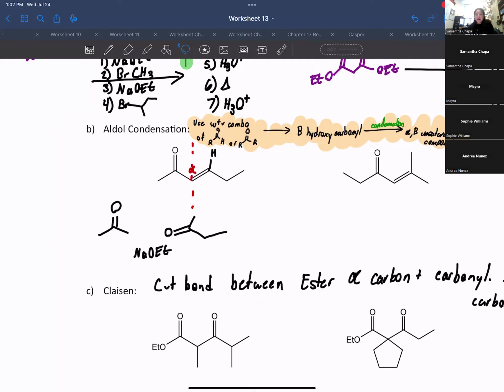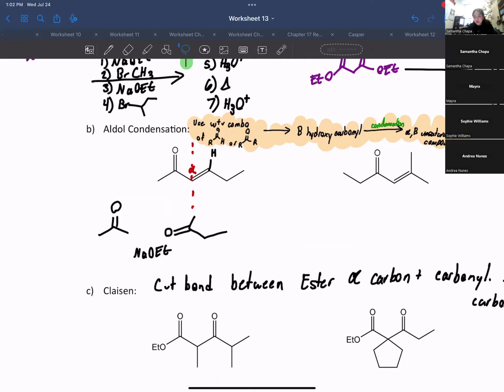Aldol condensations are very important because you're going to see them in biochemistry, and they might not say it in chemical terms, like this is your aldol reaction, but you'll be able to identify it just through names. So like names of enzymes, like aldolase. You're like, that sounds familiar, and that's because they're creating something or breaking something using aldol condensation, or the reverse reaction.